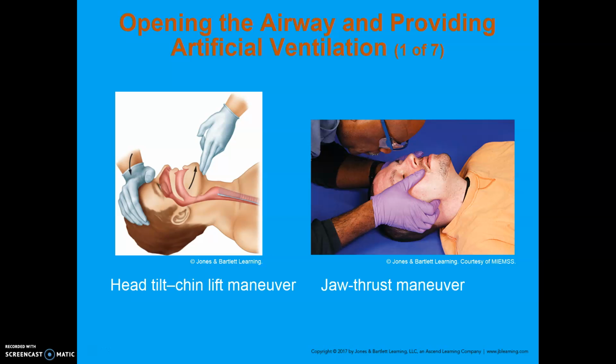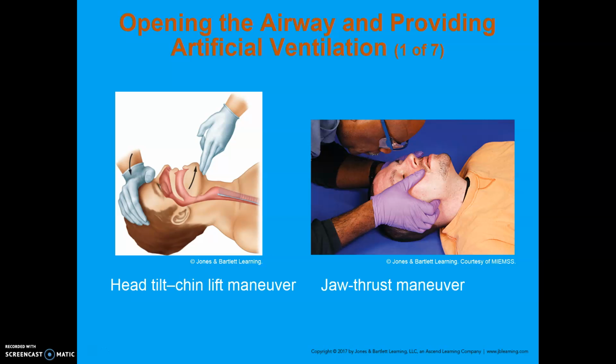This is showing how to open an airway. There's two different ways to open an airway. The head tilt chin lift maneuver is definitely the easier. This is putting a hand on the forehead and 2 fingers underneath the bony part of the lower jaw and tilting the head backwards. The other is the jaw thrust maneuver.